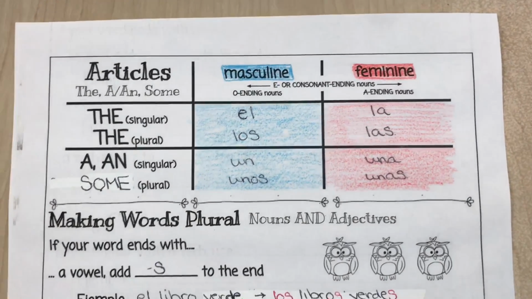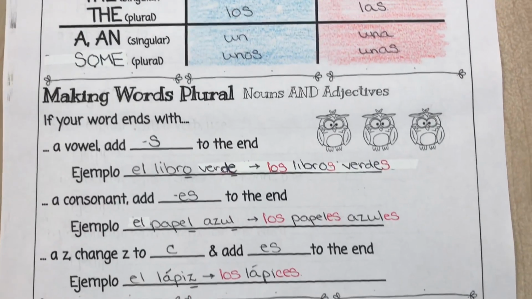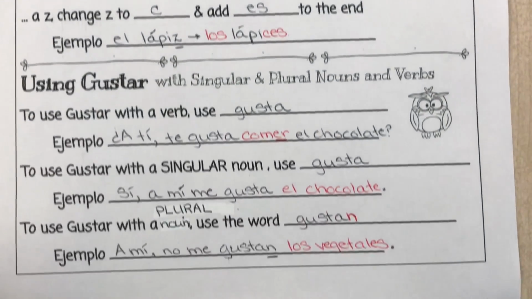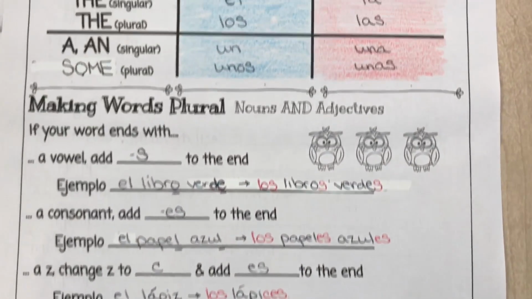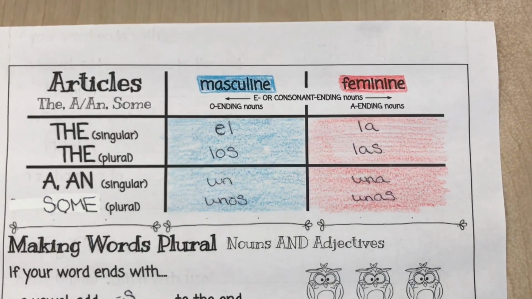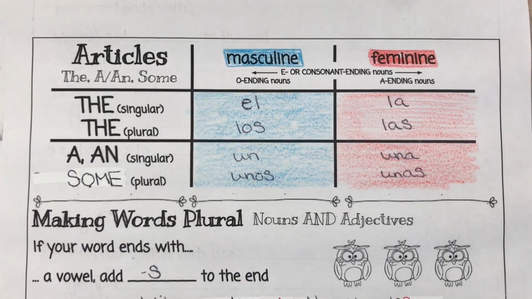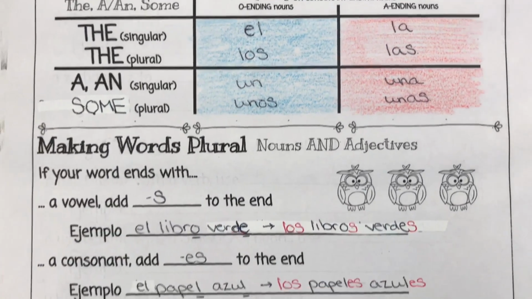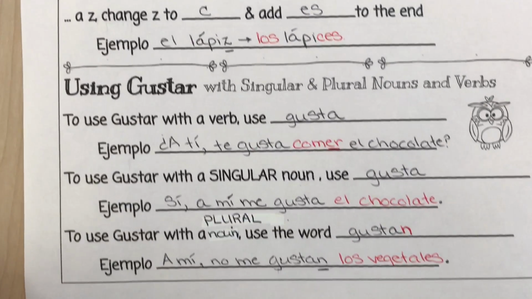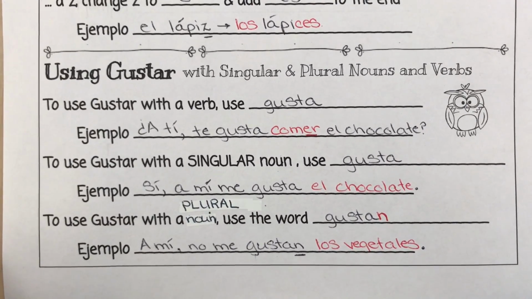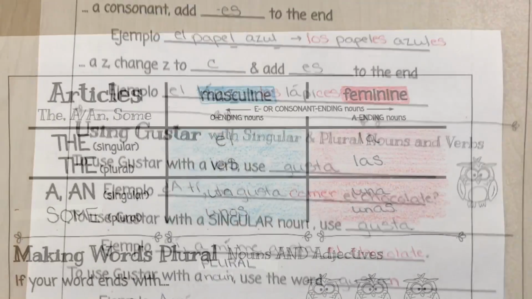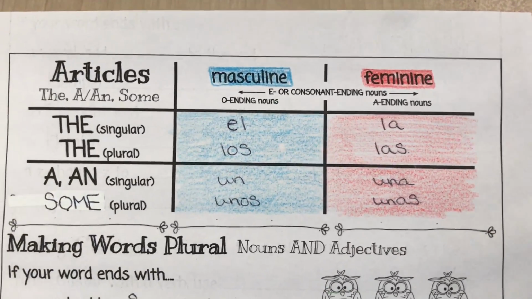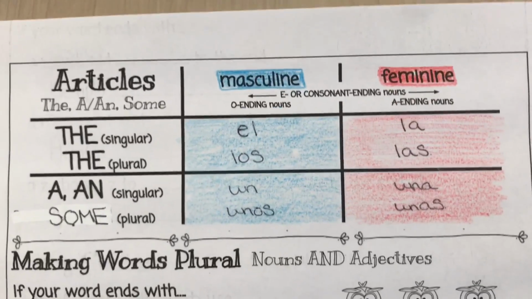So for the notes today, we're going to be talking about articles, which are the words in English the, a, and some. And then we're also going to be talking about making words plural and using gustar with verbs and singular and plural nouns. So for articles, you're going to fill in this little chart.